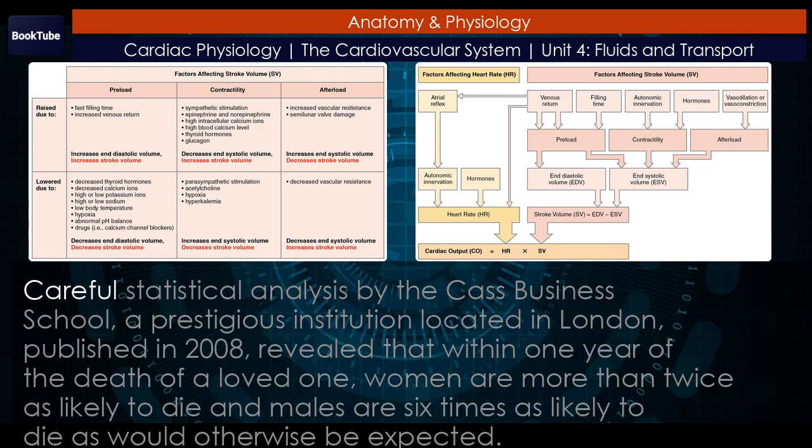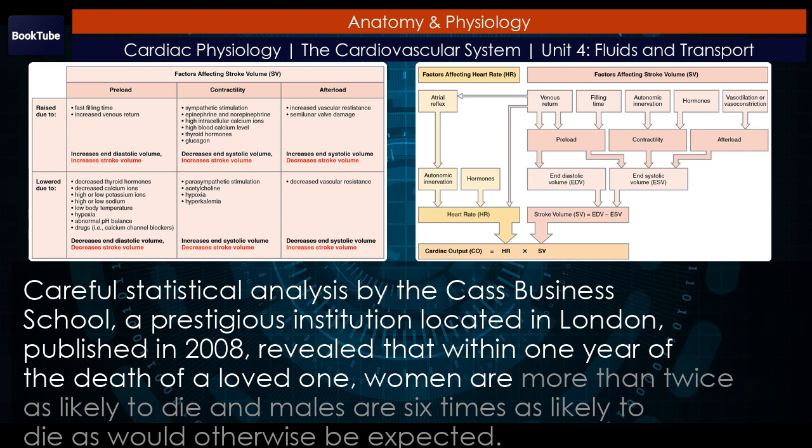death. Careful statistical analysis by the Cass Business School, a prestigious institution located in London, published in 2008, revealed that within 1 year of the death of a loved one, women are more than twice as likely to die and males are 6 times as likely to die as would otherwise be expected.